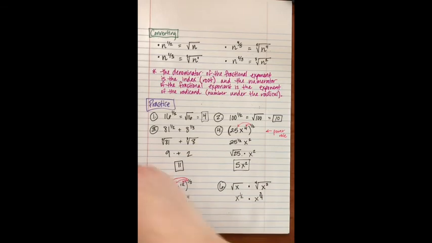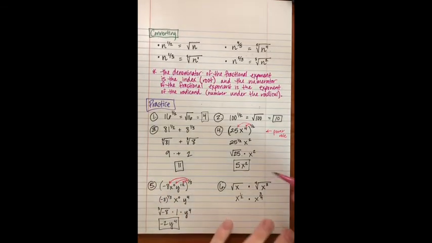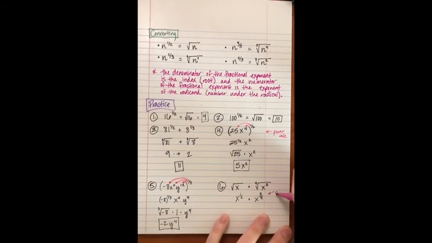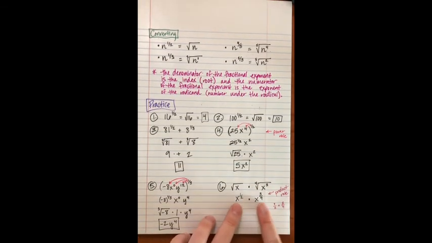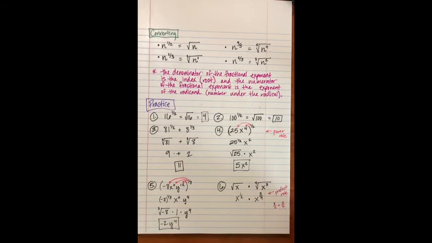So off to the side, maybe write to yourself, product rule. And what we're going to do is add 1/2 plus 3/4. Okay, bases are the same, I just add the exponents. 1/2 plus 3/4. Now, if you want to grab your calculator and put this in, that's fine, but I'm just going to go old school here.